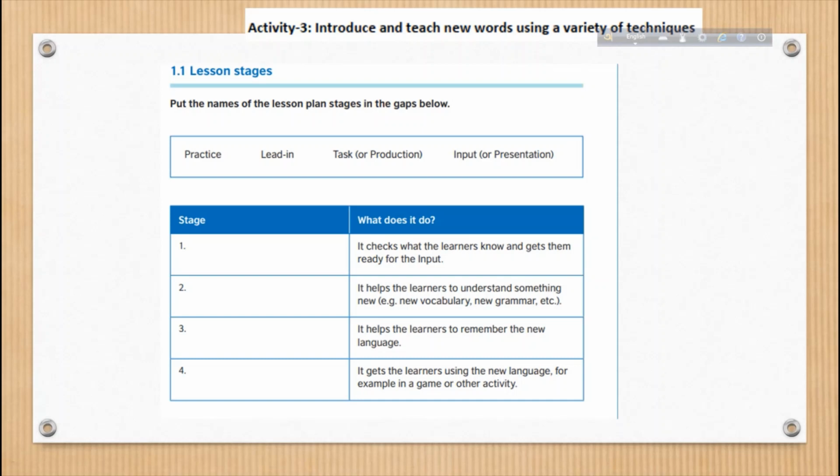It checks what the learners know and gets them ready for the input. It will be leading. Okay, then stage 1 will be leading, and in such a way stage 2 will be input or presentation, number 3 will be task, and number 4 will be practice.